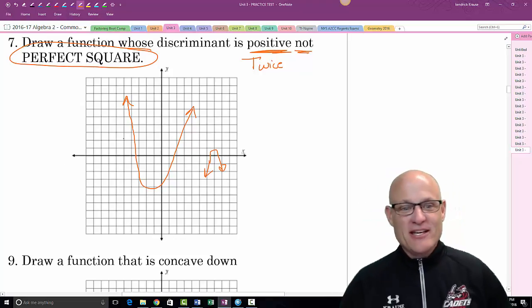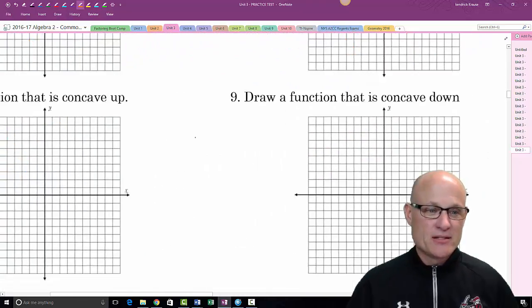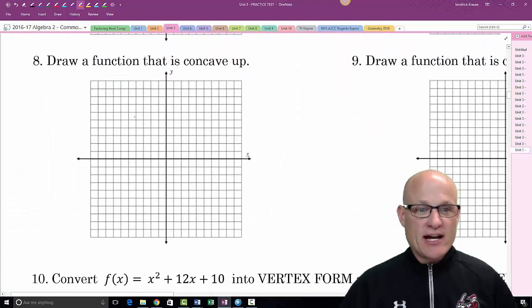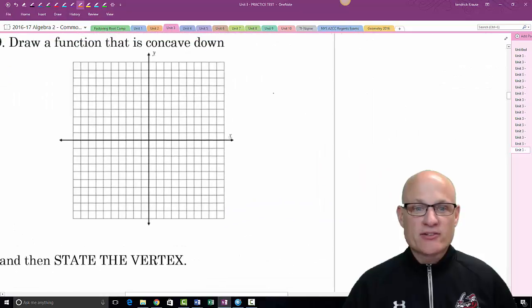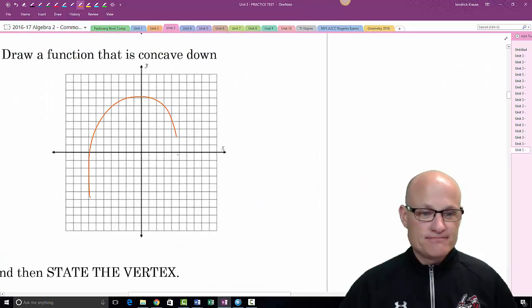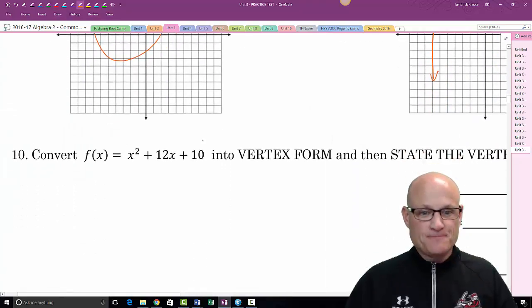Graph, just as long as you see, hey, it's not hitting at nice points. Draw a function that's concave up. It just points up, right? Its concavity is pointing up. In this case, concave down. Very simple. All right.